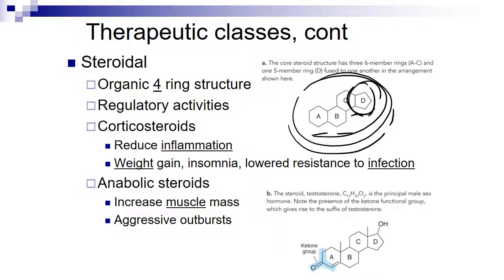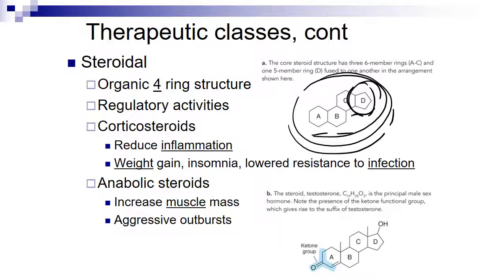Now, these deal with regulatory activities in your body, such as sexual development, reproduction, metabolism, inflammatory processes, water retention, anything like that, regulatory activities in your body. Now, these we can classify. There's hundreds of different steroidal type compounds. They can occur both in nature, so they're in plants and animals, and you can also have synthetic ones, so ones that are going to be completely man-made.